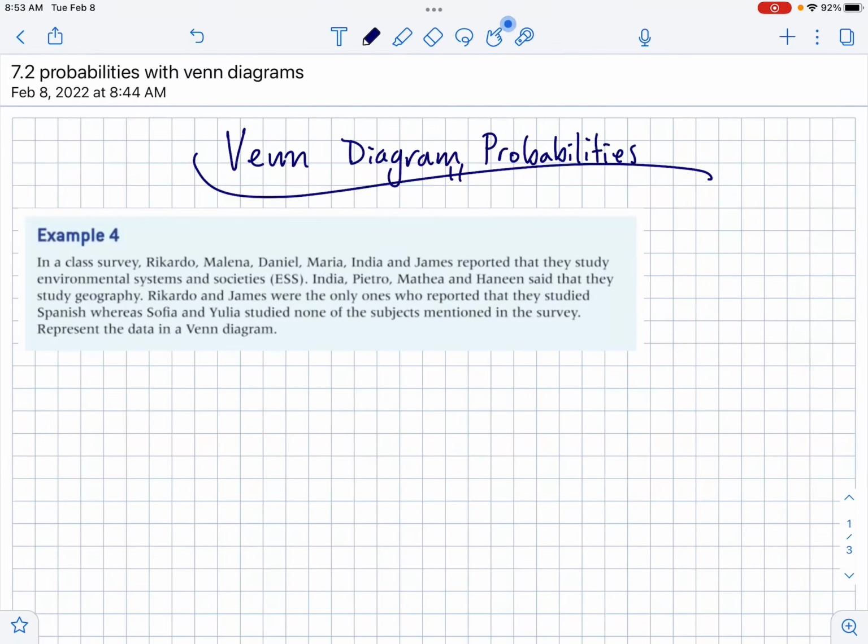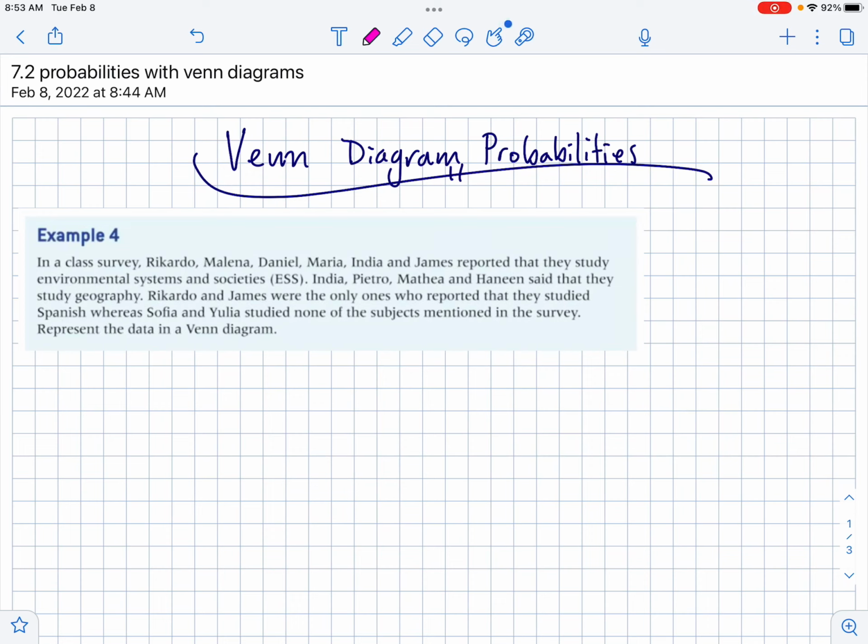All right, IB AASL 2. Today we're going to continue with probability, but today we're going to look at a couple things called sample spaces, and we're going to represent things with Venn diagrams and a different kind of sample space as well. So in this first problem, in a class survey, Ricardo, Melina, Daniel, Maria, India, and James reported that they study environmental systems and societies.